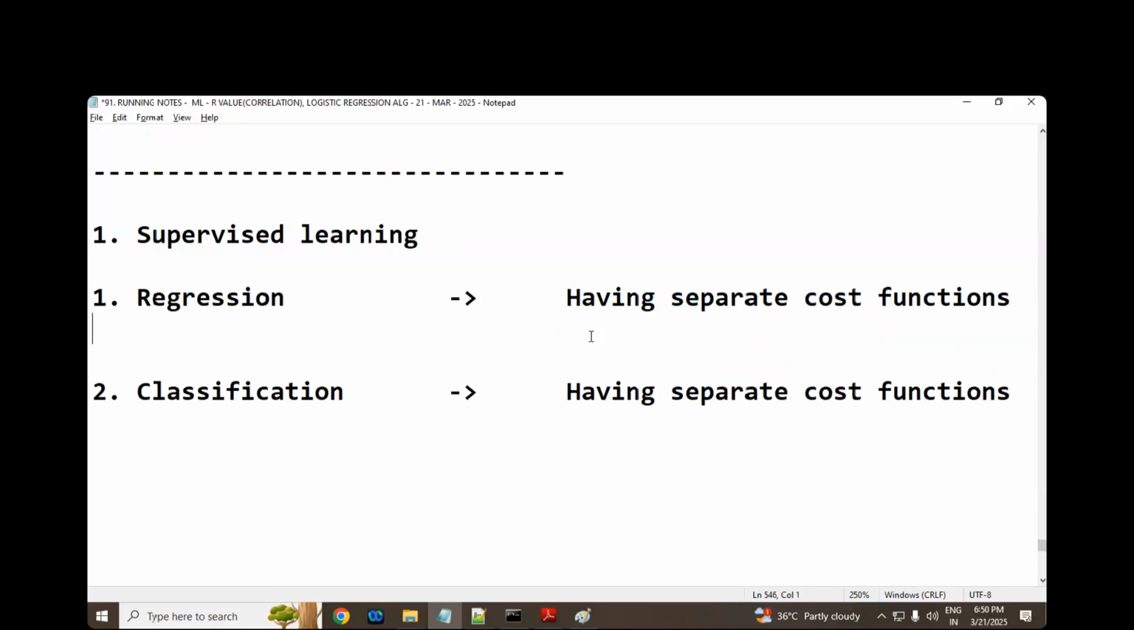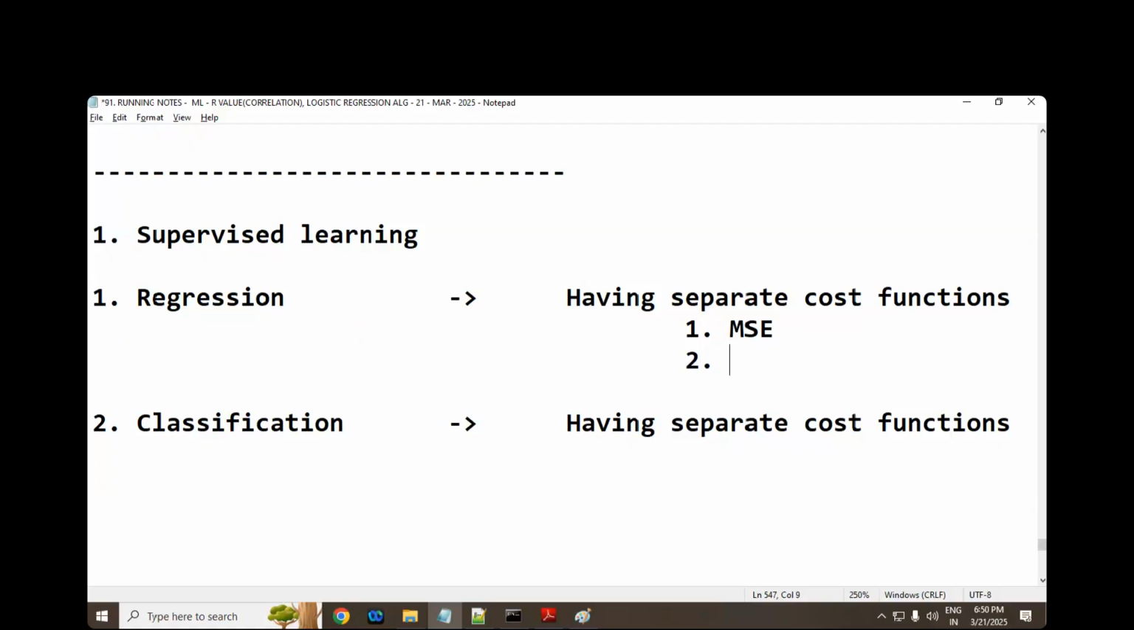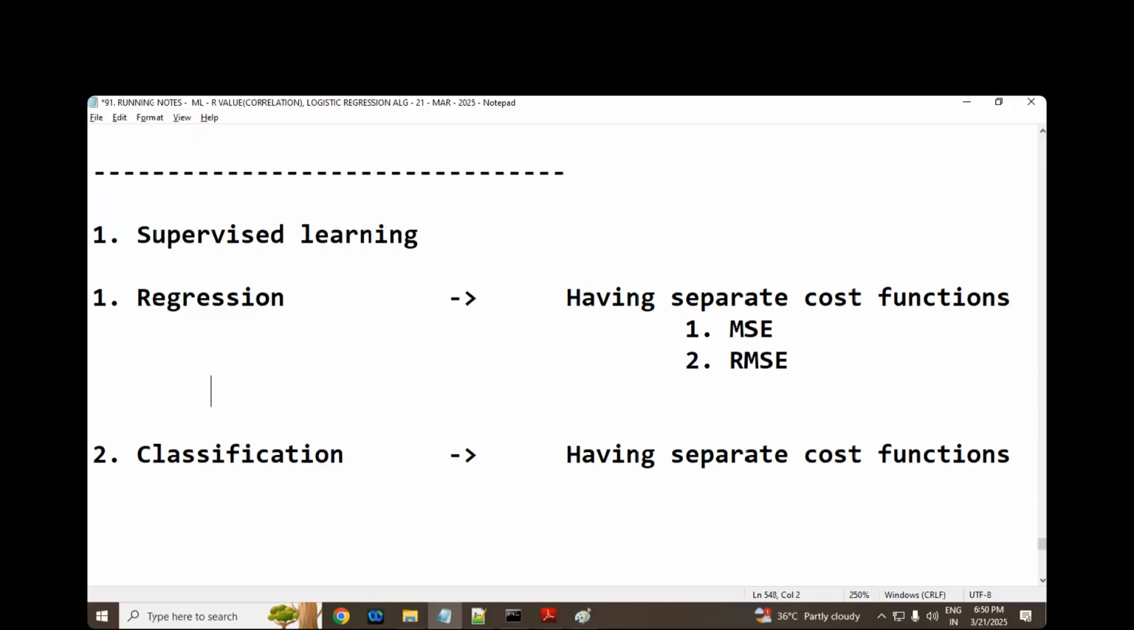Now, regression cost functions. These are mainly what we use in real time. The first one is MSE, mean squared error. The next one is RMSE, root mean squared error. You can get the MSE and apply the root, simple. The last one is called MAE, mean absolute error. One more time, these are all regression cost functions. The first is MSE, mean squared error, then root mean squared error, and the next one, mean absolute error.